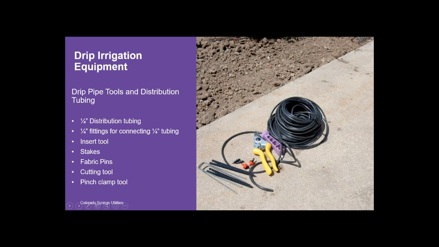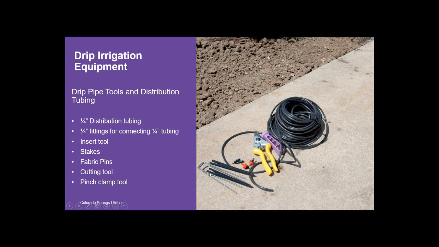This purple device here is an insert tool to insert these emitters. You would put that emitter into this purple tool here, and this tool is an assistant to help puncture that emitter directly into that pipe. You might need some stakes to put this 1/4-inch tubing directly into the ground, or so we can prop it up just a little bit so it can go ahead and drip at the base of the plant. Here is an example of those fabric pins that we're going to go ahead and use to keep the 1/2-inch or the 3/4-inch piping in place, or even this 1/4-inch distribution tubing.